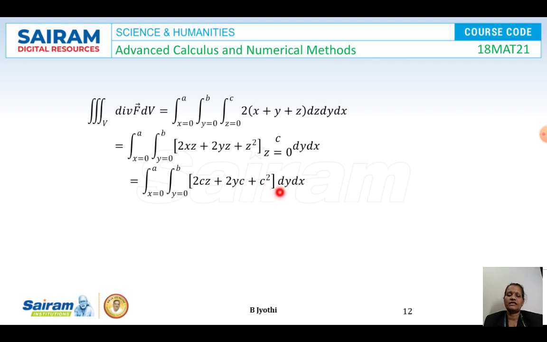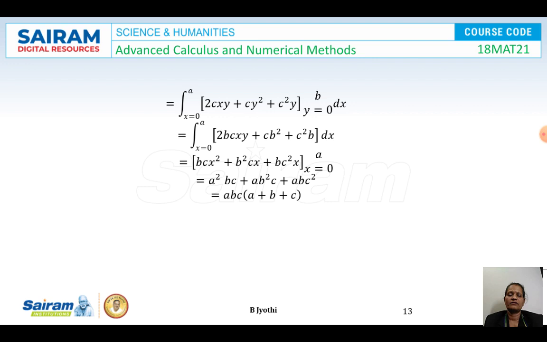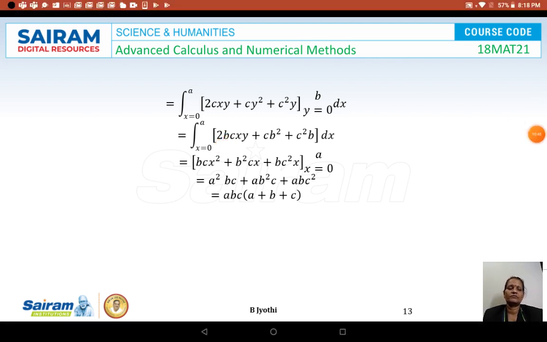When we integrate the same thing with respect to y, we get 2xcy plus cy square plus c squared y, where y is from 0 to b. With respect to x, we have to integrate next. When I substitute y as b, we get 2bcx plus cb square plus c square b into dx.